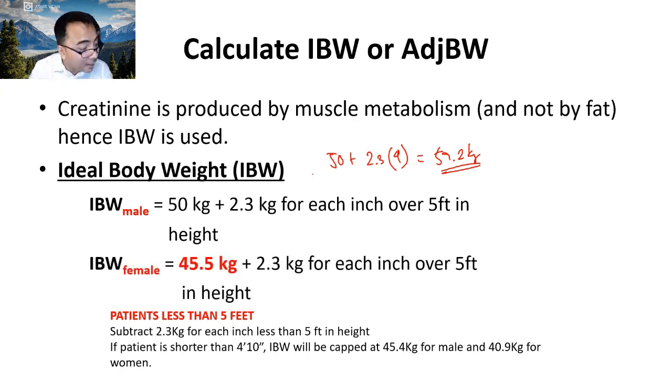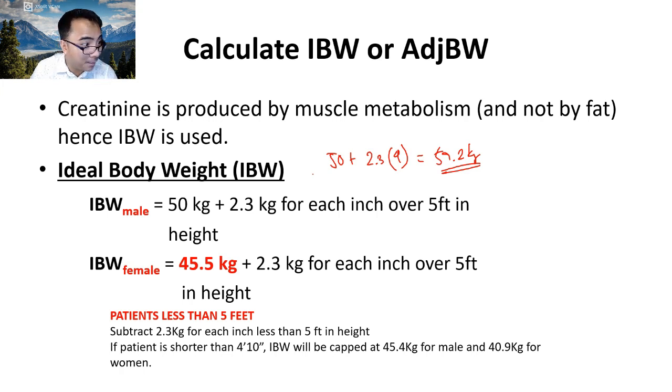Now, for the female naman class, it's 45.5 kilograms plus 2.3 for each inch over 5 feet. Okay? Now, here's the question. Okay, not everyone is greater than 5 feet. Right? Okay, may mga tao mas maliit sa 5 feet.